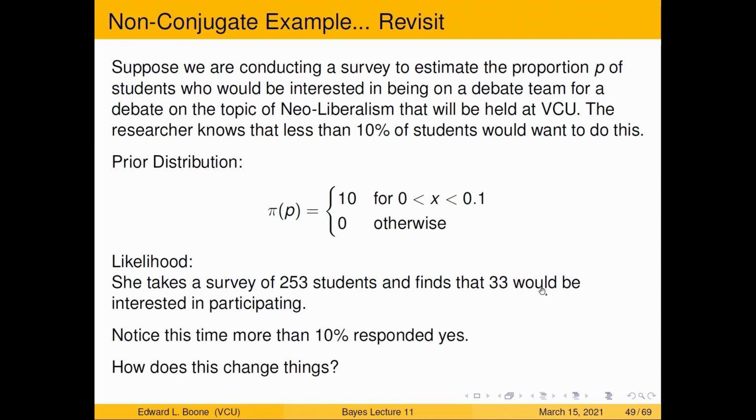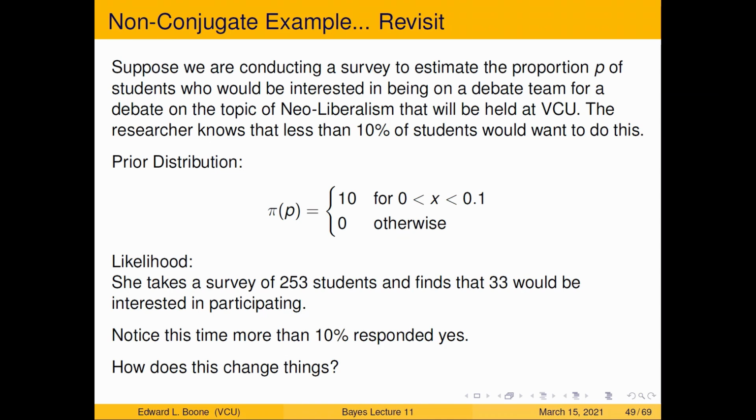Here, what if the data contradicts that? She takes a survey of 253 students and finds that 33 would be interested in participating. Notice that this is more than 10% in the data. So the data says more than 10% would actually be interested. How does this change things in our posterior distribution? Does it change a lot, a little bit?